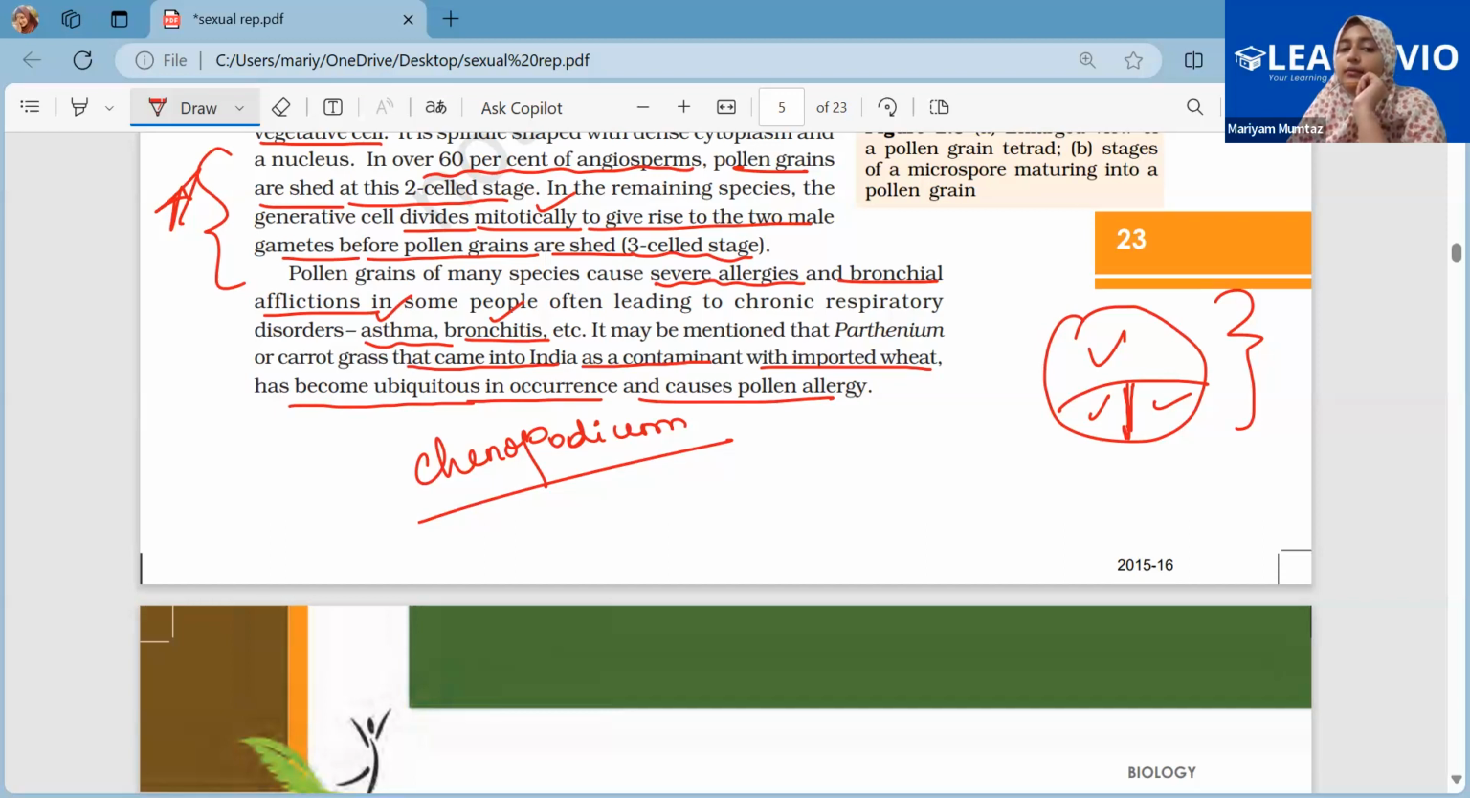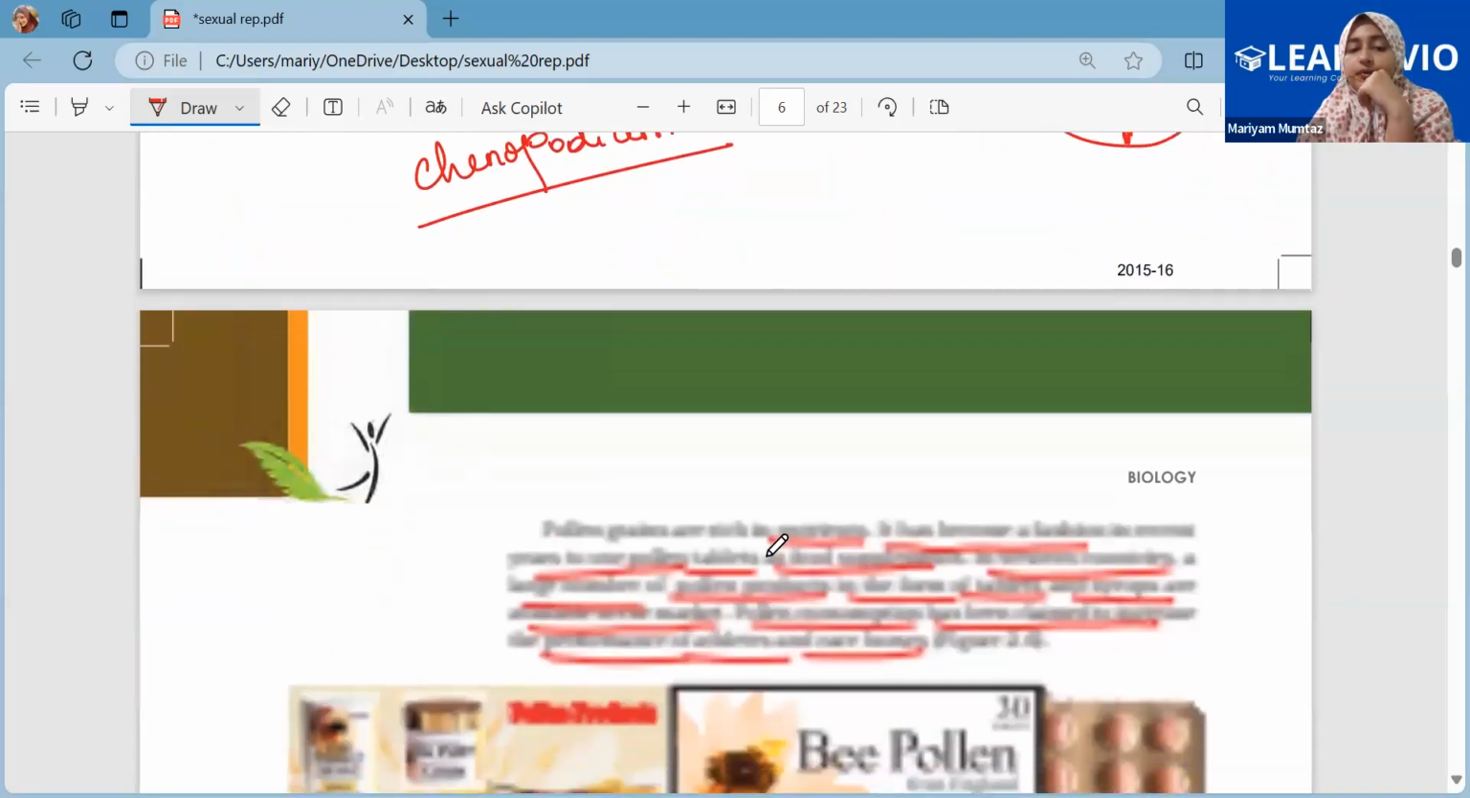Now, what are examples of plants whose pollens are extremely allergenic or act as a contaminant? Parthenium is one example. Parthenium is also known as carrot grass, and it came into India as a contaminant with imported wheat. So when wheat was imported into India, along with wheat, parthenium also came. This was a great allergen, and it causes pollen allergy. Then another example is Chenopodium. It also causes pollen allergy.